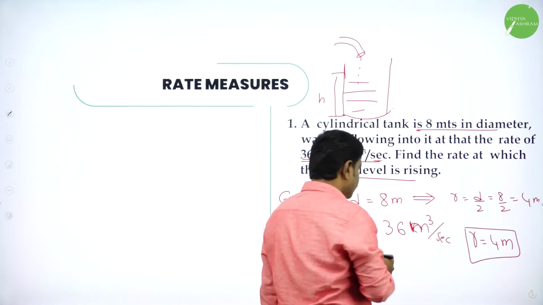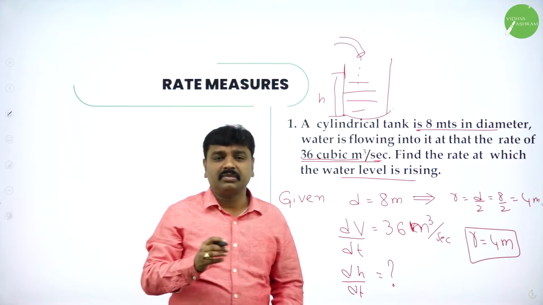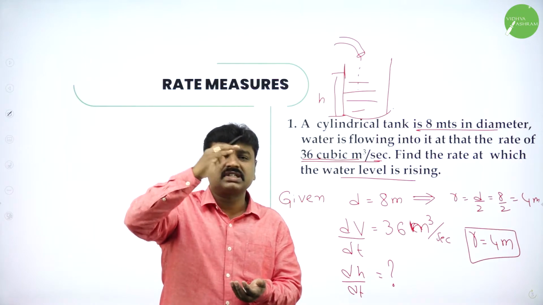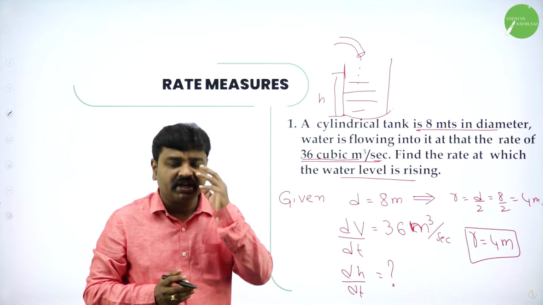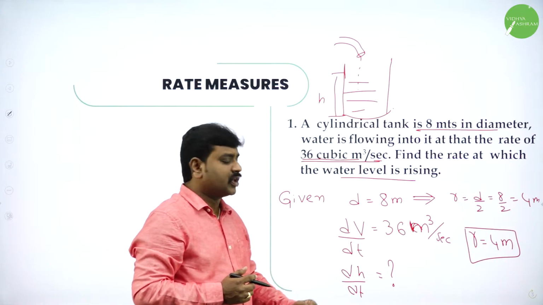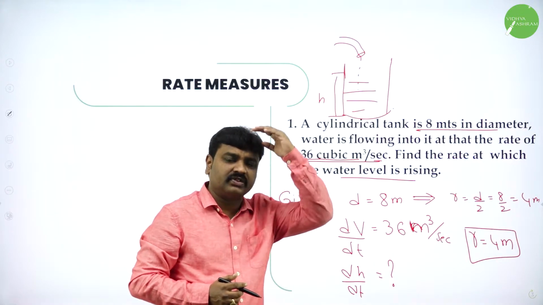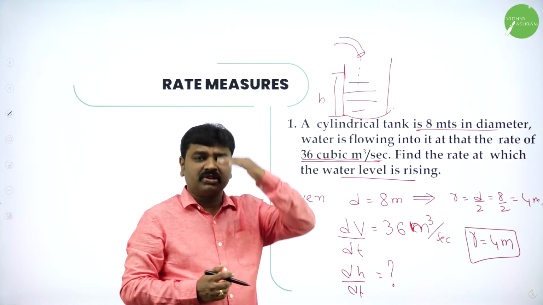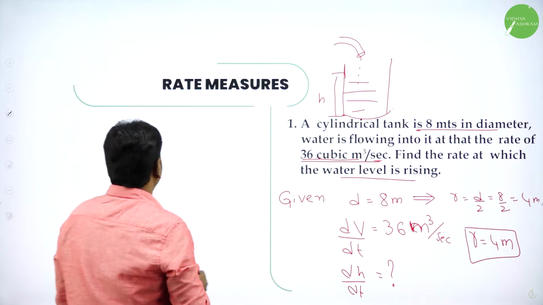And they gave the rate of change of volume. Water is poured into the tank. When you pour water, what increases? Volume increases. So they gave the rate of change of volume. What is the rate of change of volume? 36 meter cube per second. They want you to find the rate at which the height of the water, or level of water, changes. So now they are talking about a cylinder.